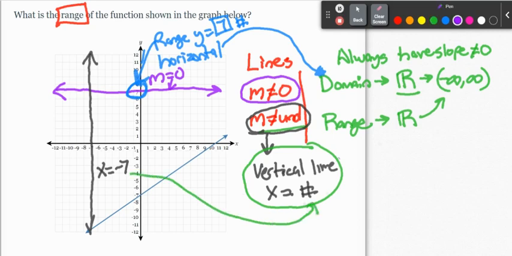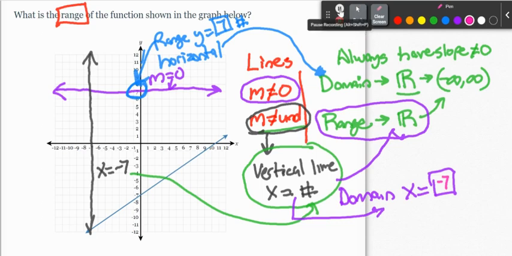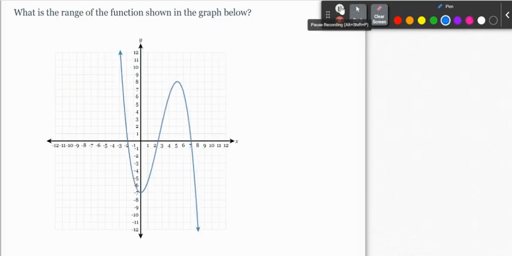Then what you do is your range is all real numbers, but the domain is not. The domain is just whatever this is. It's x equals whatever your number is, and in my case, I had this set at -7. That works every time for any lines. Those are the rules. So have that ready to go anytime you have a line. Quickly, right there are your answers.